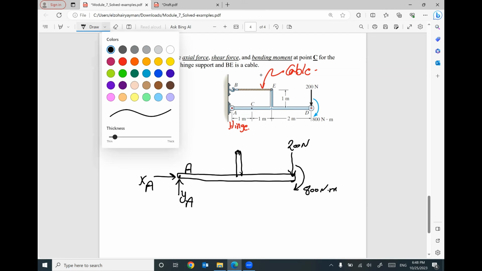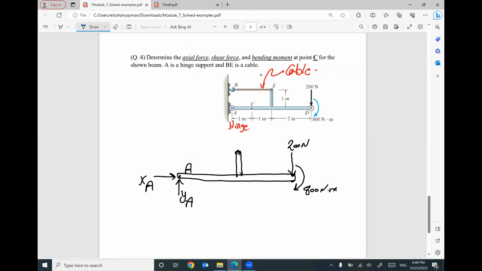I will delete the cable and I will put a reaction at the contact between the cable and the beam. This reaction R will be in the same direction of this cable. So following the direction of this cable, I will put one reaction at point E. So this is the case right now. This one is 200.